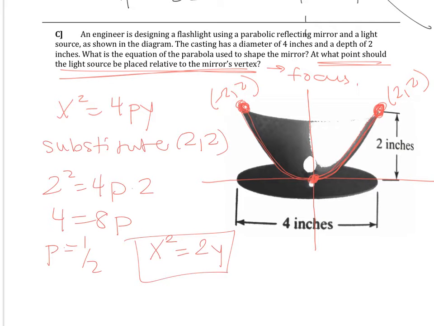And then at what point should the light source be placed relative to the mirror's vertex? Well, keep in mind that this p-value is telling us how far from the vertex the focus is. Right, so if p is a half, then my focus must be at 0, 1/2. Right, so my focus is like up here somewhere. And that's where the light source should be placed.